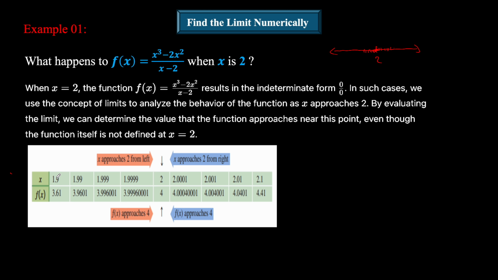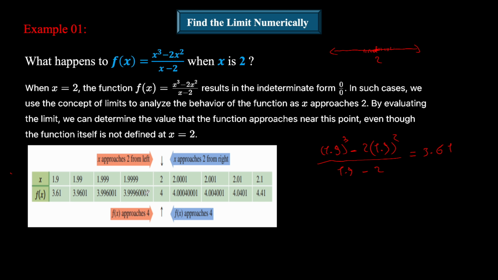So when we plug in 1.9, instead of x, we say 1.9 to the power 3 minus 2 multiplied by x squared, so instead of x squared, 1.9 to the power 2, over 1.9 minus 2. So this is equal to 3.61.